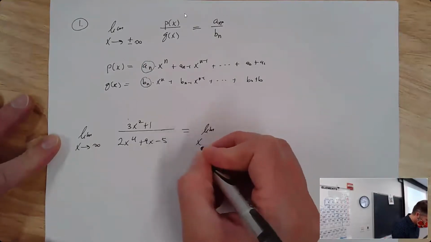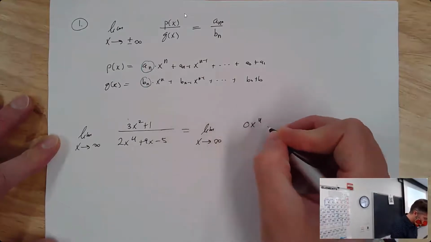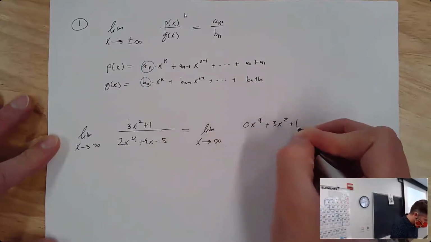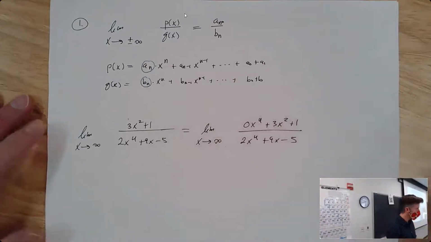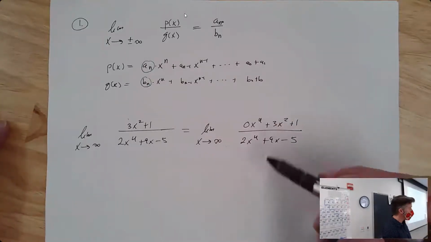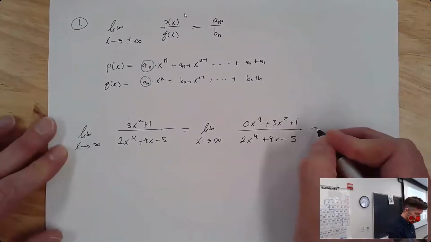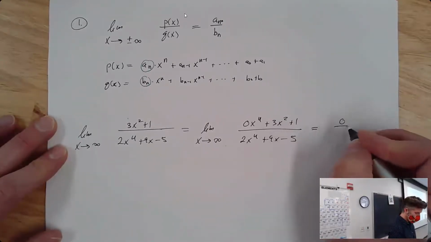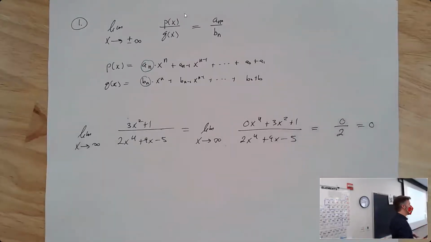He said, well, James, you really have the same degree on top and the bottom. You have 0x to the 4th plus 3x squared plus 1 over 2x to the 4th plus 9x minus 5. I was like, oh, that's clever, because then the degrees are the same. And what's the quotient of the leading coefficients here? 0 divided by 2, which is equal to? Right. That's kind of a tricky way of doing it. It is correct though. But now let me show you the work.